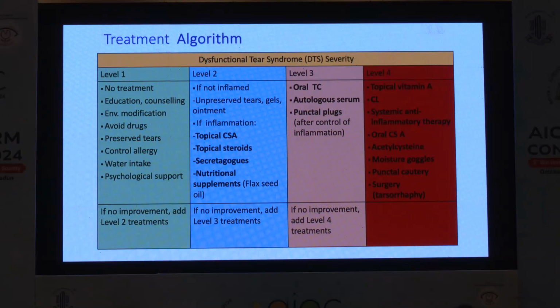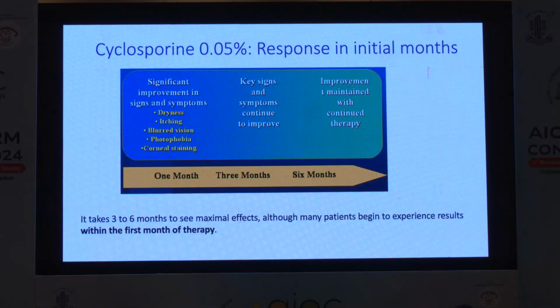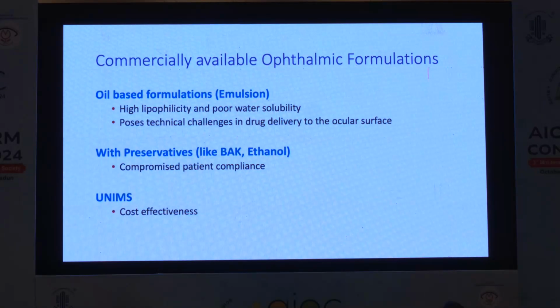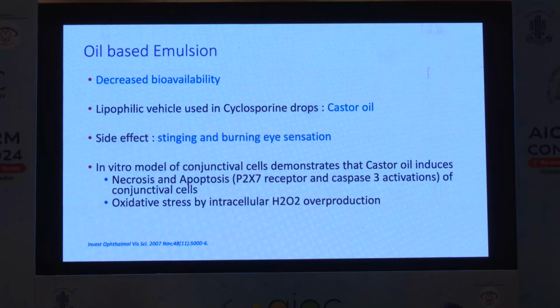These are the steps at which it should be started, and when you have stage 2 or grade 2 dry eye, then you should start the topical steroids, and they have a role to play, and so also the topical cyclosporin. Now, response, like I said earlier, the maximum response comes in 6 months, but it starts to act at about 6 weeks, and so one has to be compliant with it for its complete action. There are various oil-based formulations which were there earlier, and it can be with preservatives and even unims, but cost effectiveness remains an issue there.